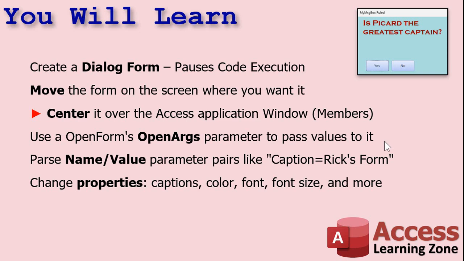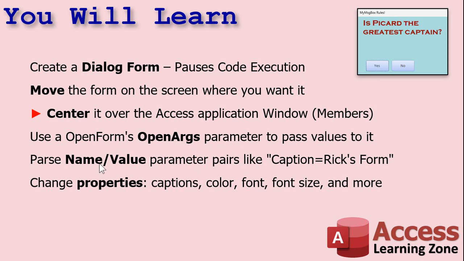Now, because you can't open the form and then set values on it like we normally do, right? We can open a form and then say Forms, MyForm, CustomerID equals 3. You can't do that if the code execution pauses. So you have to have a way to send data to that form. We're going to learn how to use the OpenArgs parameter.